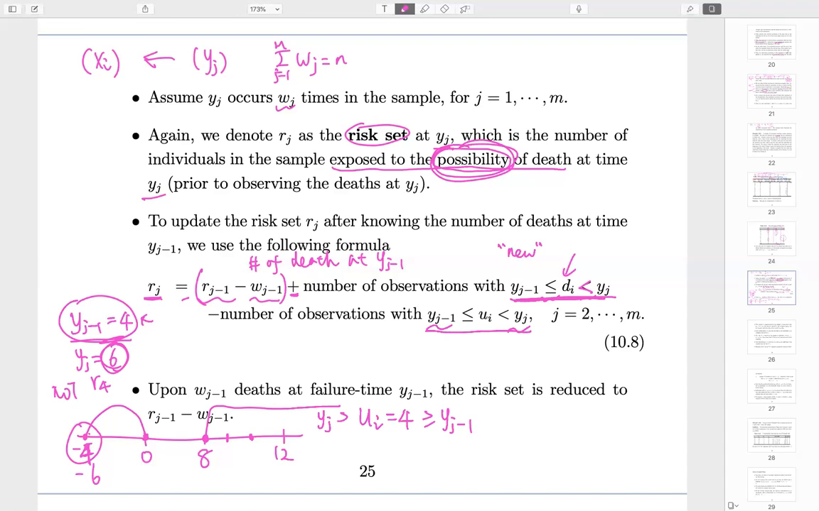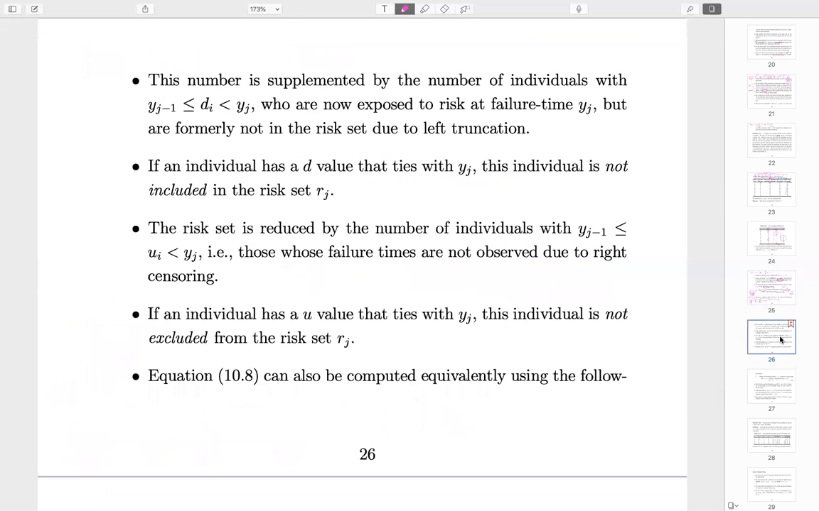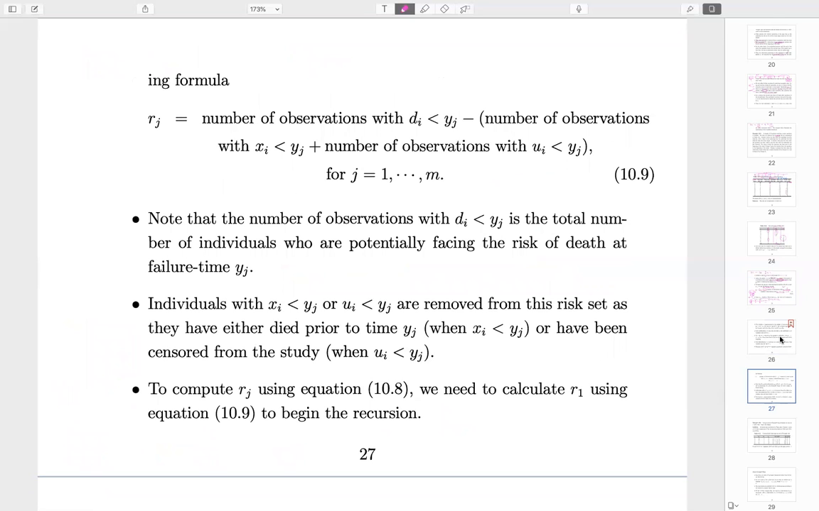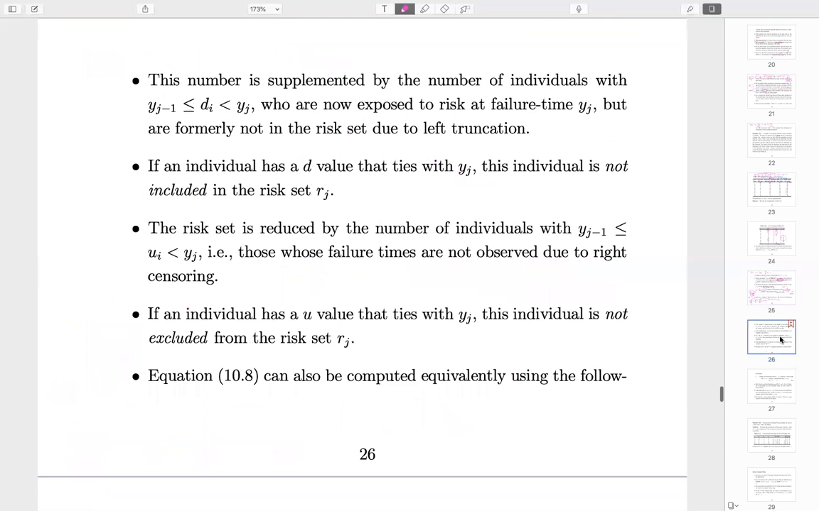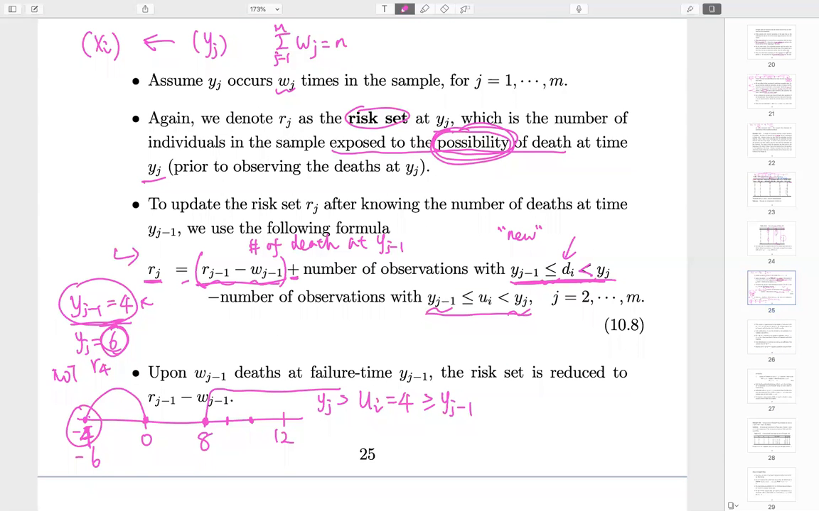So let's summarize. Okay, so this is easy to understand, right? The original set or the previous set minus those who die at the previous level, and then we include those who cannot be studied previously, and then we minus those we no longer have information. Okay, so that is the quick summary. Now let's use data to analyze. Okay, here we actually have another method of calculating. So 10.8. So what we did in 10.8 is just one possible method to calculate the risk set.